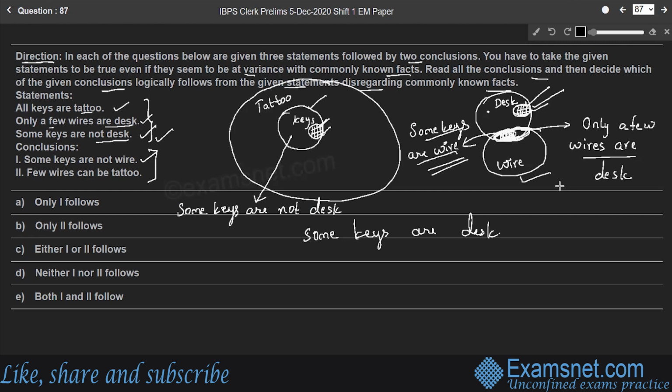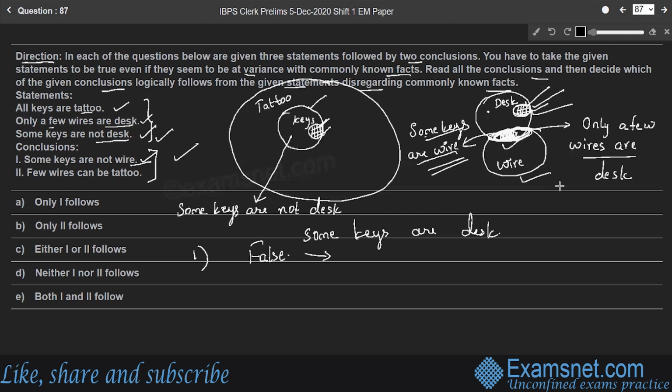Which is contradictory to conclusion 1: some keys are not wire. So we cannot directly say some keys are not wire. There is a condition that if the portion of keys is in the intersection part of desk and wire, then this portion represents some keys are wire. So the given conclusion 1 is false. Conclusion 1 is false, but it is possible.